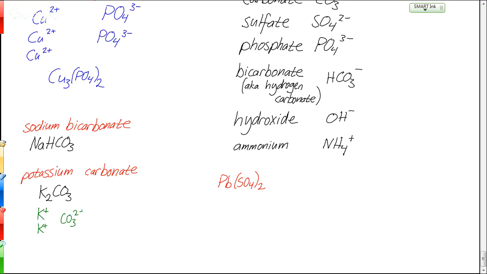What is the name of Pb(SO4)2? Lead sulfate. Is that it? So we've got lead for the Pb, sulfate for the SO4. There's one other thing that we need to have here. Anybody know? Close. You're right. So we need parentheses here, because lead can have multiple possible charges. What is the charge on lead in this particular compound?